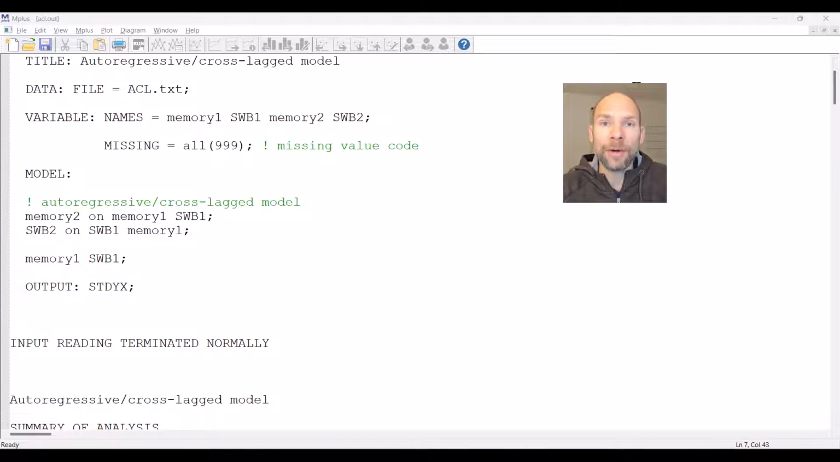In this video, I'm going to show you how you can specify an autoregressive cross-lagged model for longitudinal data in the Mplus software. What is an autoregressive cross-lagged model? It's a special type of path analytic model that we can use to look at the relationships of repeatedly measured variables over time. So looking at how a variable at time 1 influences itself over time in a so-called autoregression, as well as the impact that it might have longitudinally on other variables while controlling for their autoregression as well.